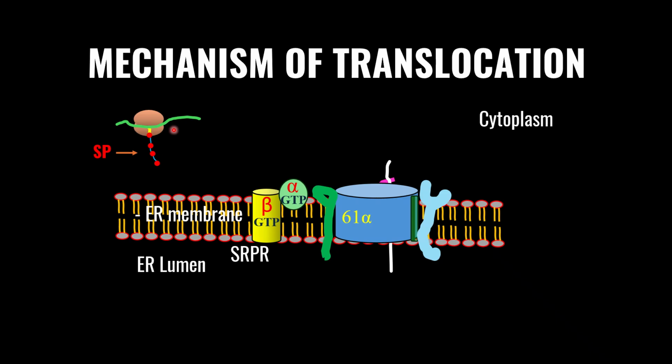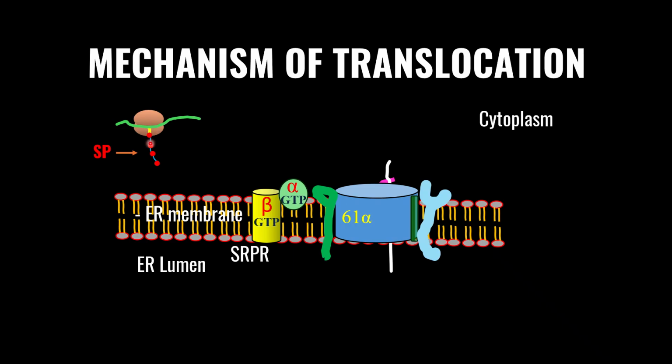Protein synthesis starts in the cytosol on free ribosomes, and because the signal peptide is present in the N-terminal region, this sequence will come out first. Therefore, those ribosomes which are engaged in the synthesis of SP-carrying protein will migrate and be attached to the translocon. How does it happen?